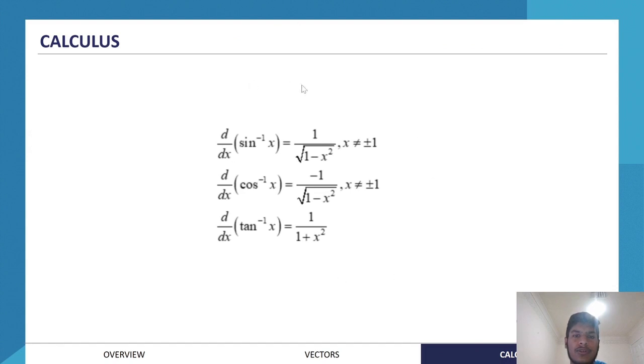So these are your results. d by dx of sine inverse of x is 1 over the square root of 1 minus x squared, that we showed. d by dx of cos inverse of x is the same, but with a negative sign. And d by dx of tan inverse x is 1 over 1 plus x squared. These results, I believe, are on your formula sheet, so they're not something that you have to memorize. And the derivation is not something that you have to be able to reproduce, but just know that that is the way that they're derived, and that is a possible technique.